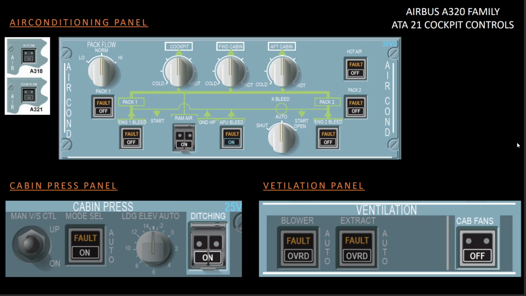So basically those are the cockpit controls in the Airbus A320 aircraft. So in the next lesson we'll have a look at the indications in the SD pages. So then you will have a complete understanding of the cockpit controls and indications of the A320 aircraft.